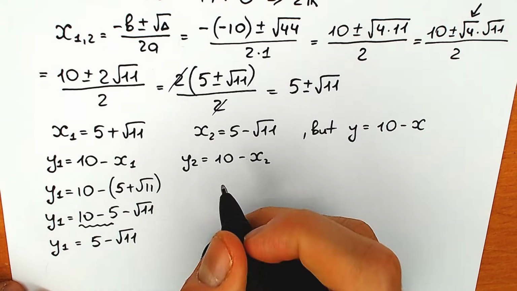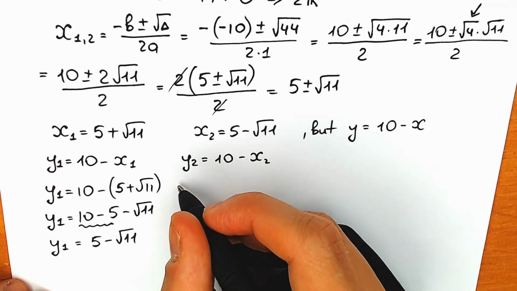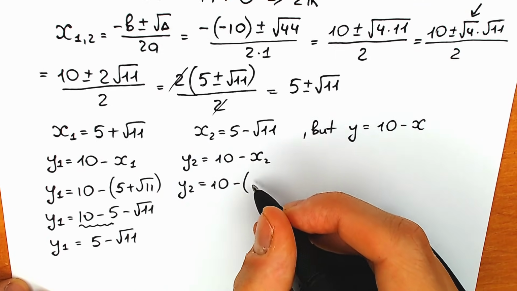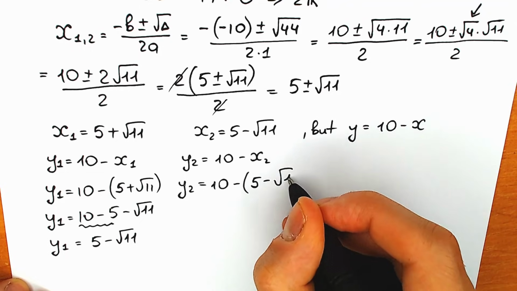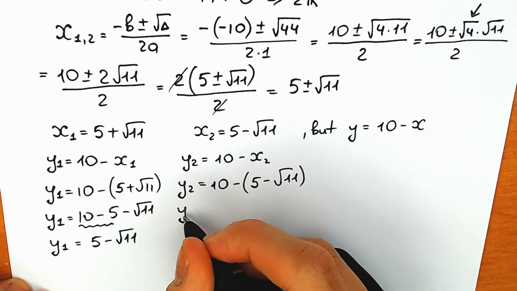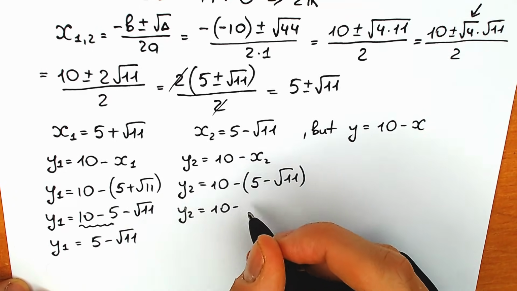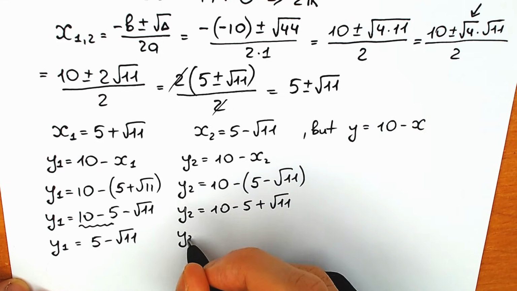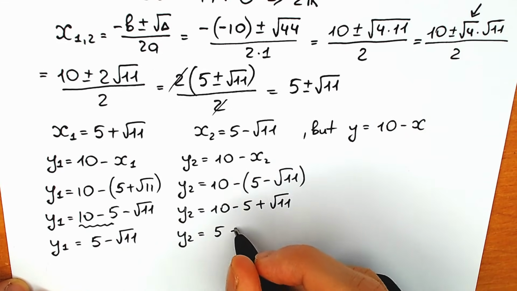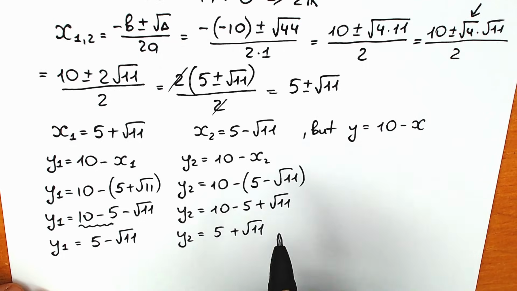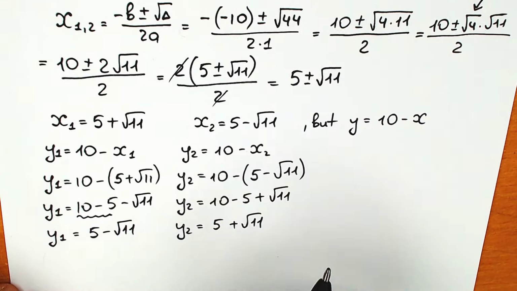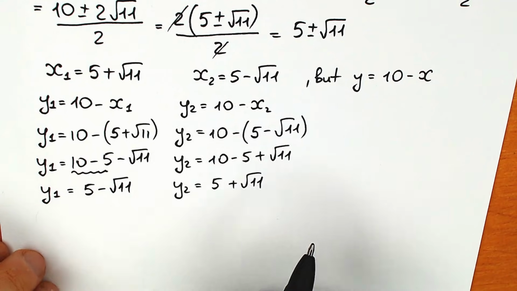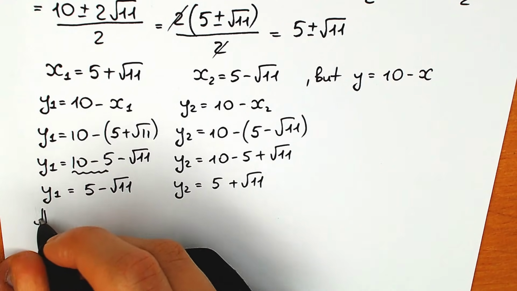And we will have absolutely the same thing with this second case, but let's check it. Y second equal to 10 minus x second, 10 minus 5 minus square root of 11. So y second equal to 10 minus 5 plus square root of 11, and from here y second equal to 5 plus square root of 11. So as you can see, we have two symmetrical pairs, two symmetrical answers, and right now let's gather all the knowledge together, and let's write our final answer to this question.